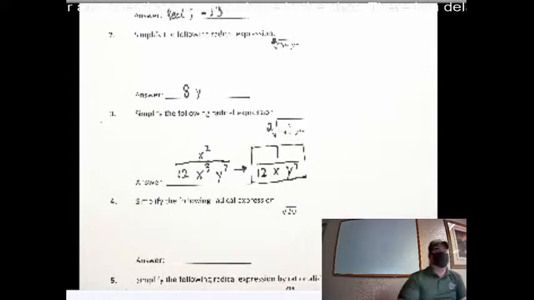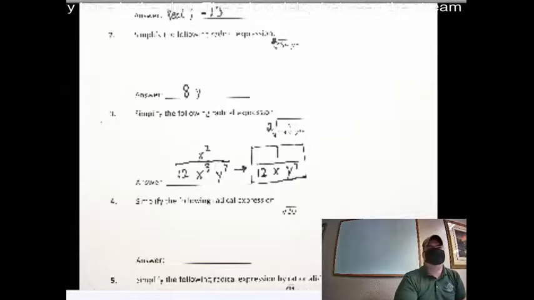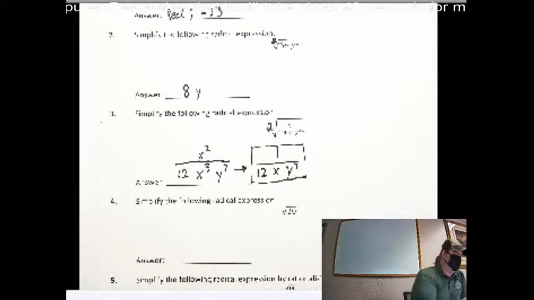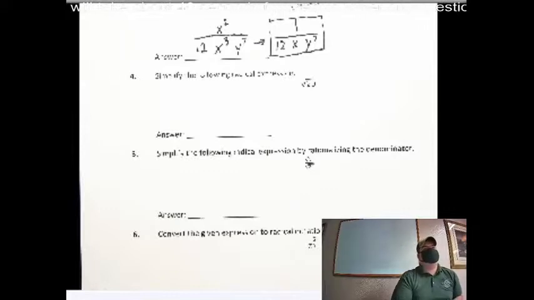And that is as far as we can go. There's no more simplifying that we can do. Any questions? All right. Next one. Simplify the following radical expression, and it gives us square root of 20.